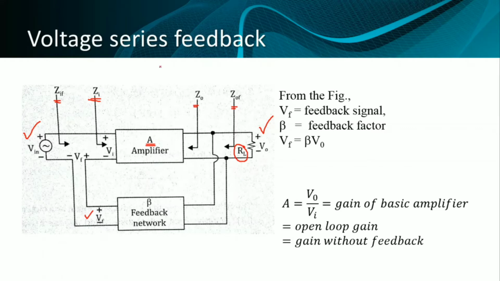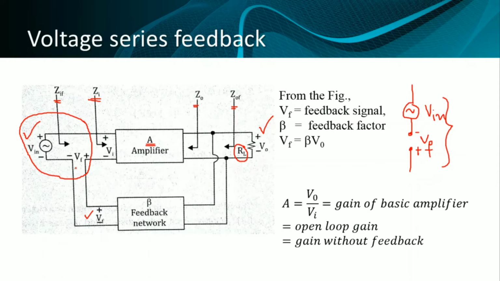So this is voltage series feedback. Why is it called voltage series feedback? Because if I look only at this part of the circuit, I can redraw it like this. This is Vin. To this Vin, you have a voltage source connected, minus plus Vf. These two are in series. If you look at this properly, Vf is in series with Vin. Therefore, this is voltage series feedback.